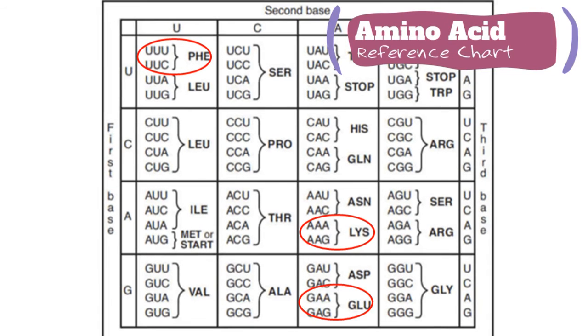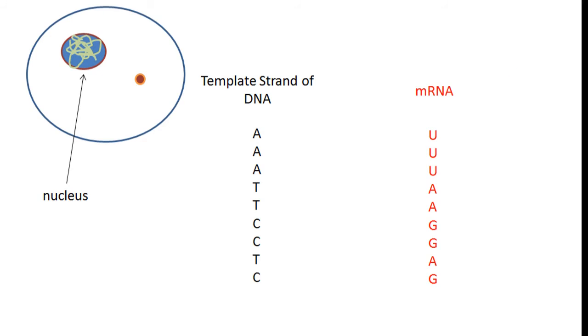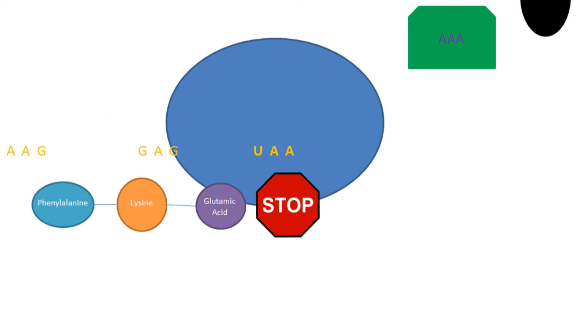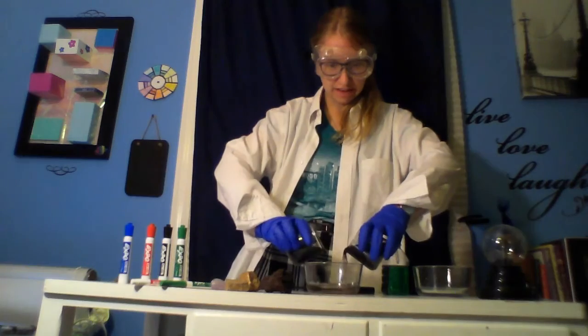Phenylalanine, lysine, and glutamic acid. Now let's go back to that original template strand of DNA for just a moment. We were missing one vital piece of the protein puzzle here. This is the stop codon. It tells the tRNA and ribosome when to stop producing this particular polypeptide and cut off the chain.